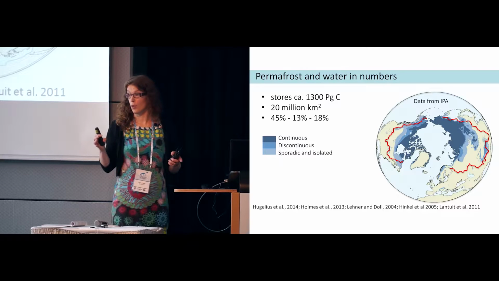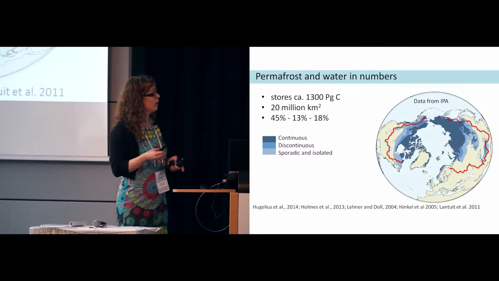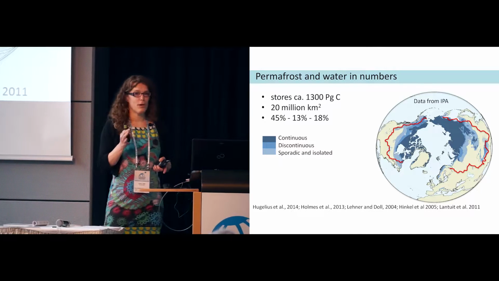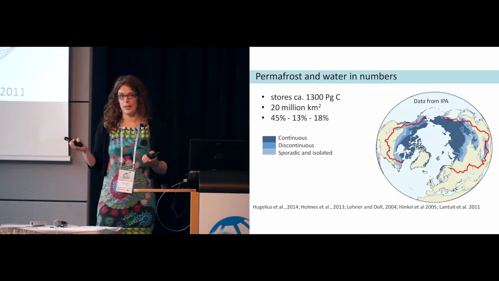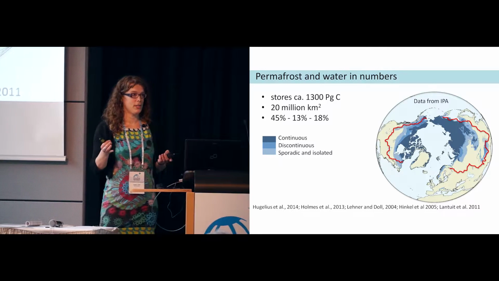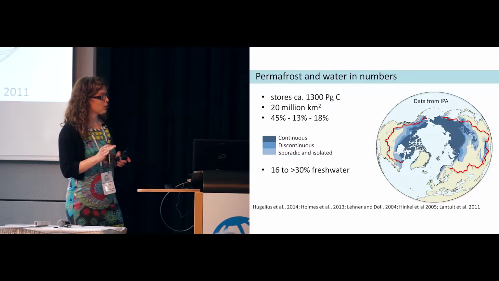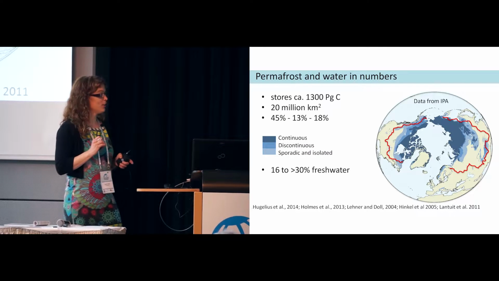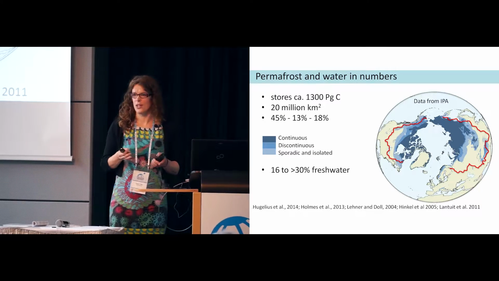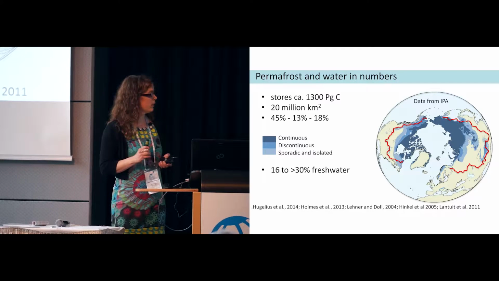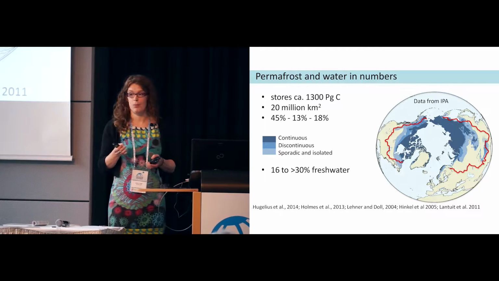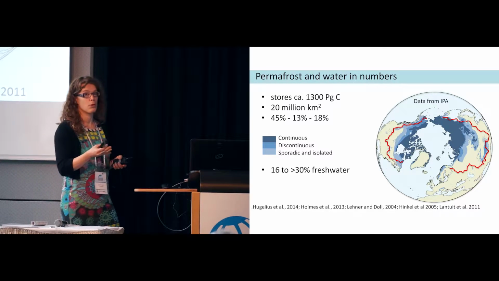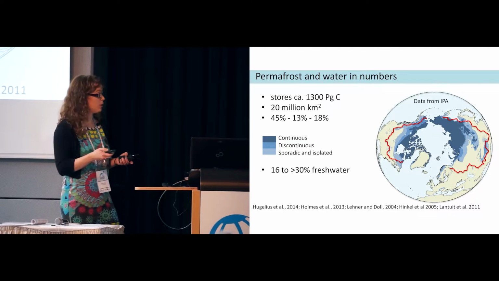45% of this watershed is continuous permafrost, 13% is discontinuous, and 18% is sporadic and isolated. The amount of water that covers this watershed is quite a lot, but it's hard to put a figure on it. About 16% of the land surface is covered by water bodies of 0.1 square kilometers and bigger, which is actually quite big if you think about it. There's also much more water present as smaller streams, rivers, wetlands and ponds that are not included in that 16%. So there will probably be much more freshwater in most of these regions.